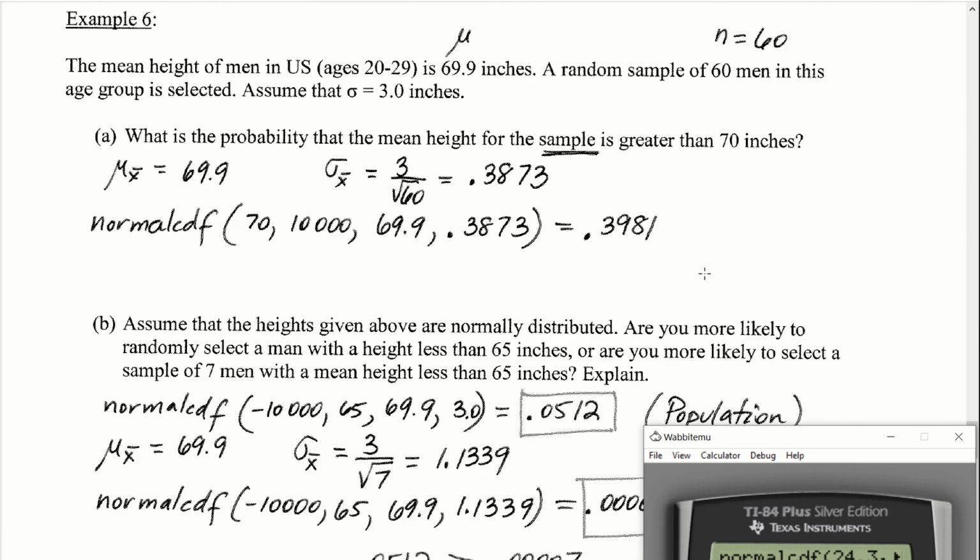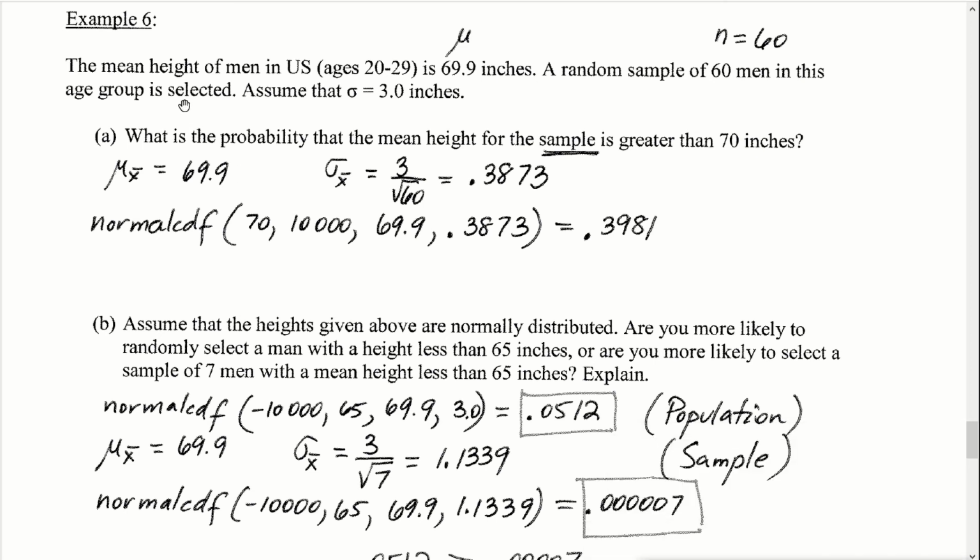Let's take a look at another one. In example 6, they say that the mean height of men in the U.S. aged 20 to 29 is 69.9 inches. We're going to take a random sample of 60 men, and let's assume that the standard deviation is 3 inches. What is the probability that the mean height for the sample is greater than 70?